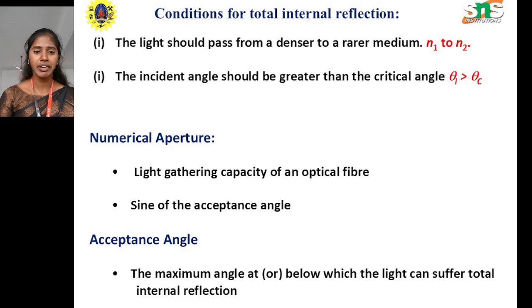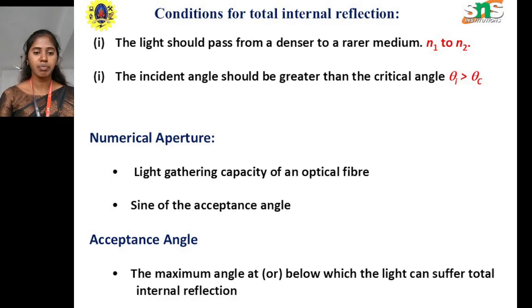In the previous video, I also explained that the principle of optical fiber is total internal reflection. The light should pass from a denser medium to a rarer medium, that means core to cladding. The incident angle should be greater than the critical angle, theta I is greater than theta C. These factors were also explained in the previous video.